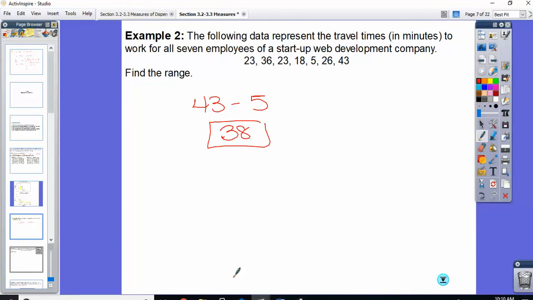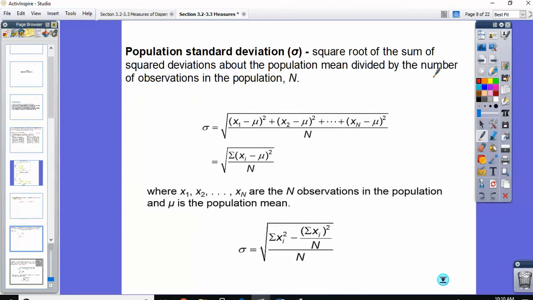Okay. The second thing that we look at to tell us the spread is standard deviation. And this is a little more complicated. So if you look at this, these formulas just look downright scary, really. It's got a bunch of letters, Greek letters, all kinds of stuff.